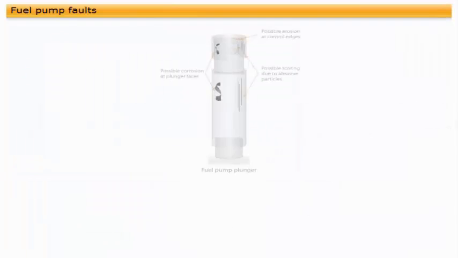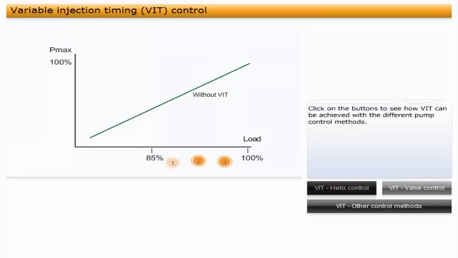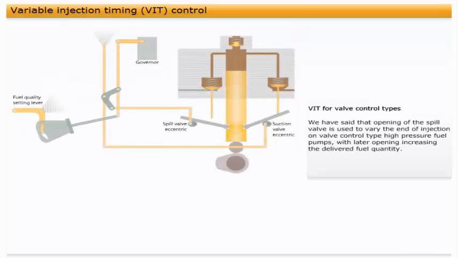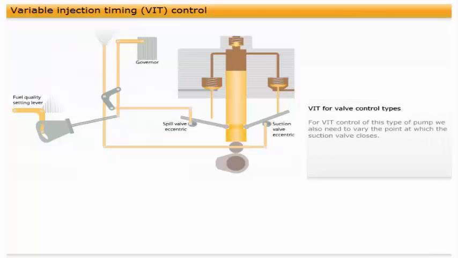We have said that opening of the spill valve is used to vary the end of injection on valve control type high-pressure fuel pumps, with later opening increasing the delivered fuel quantity. For VIT control of this type of pump, we also need to vary the point at which the suction valve closes. Earlier closing advances the injection timing, and later closing retards the timing. Let's see how variable injection timing can be achieved using a pump with valve control.